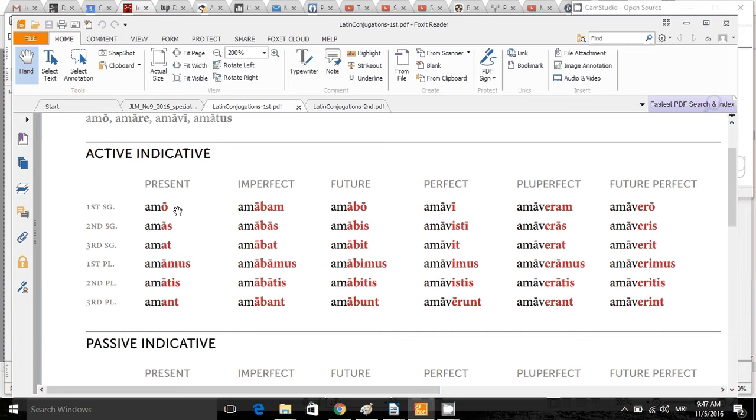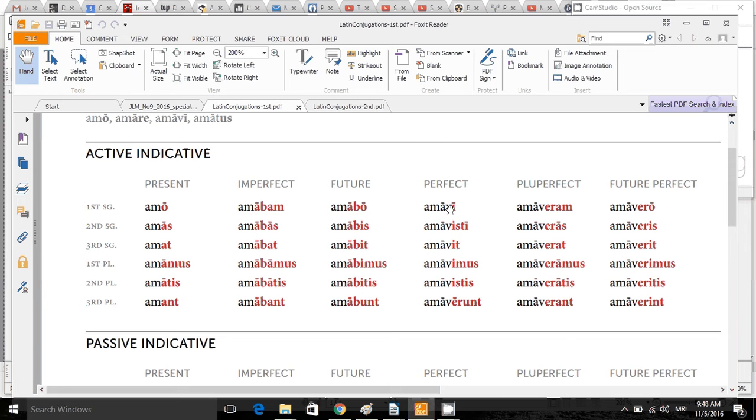Those nice endings we learned way back when in Chapter 1: o, as, at, amus, atis, ant. And then we learned to make the imperfect. You take the stem plus bam, bas, bat, bamus, batis, bant. To make the future, you take the stem plus bo, bis, bit, bimus, bitis, bunt.